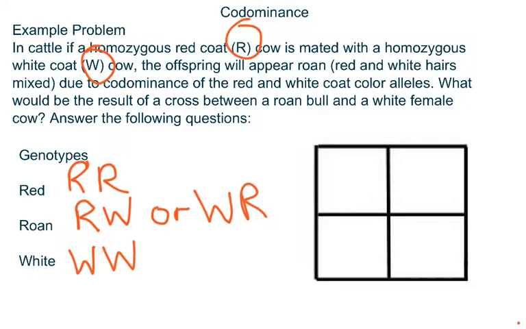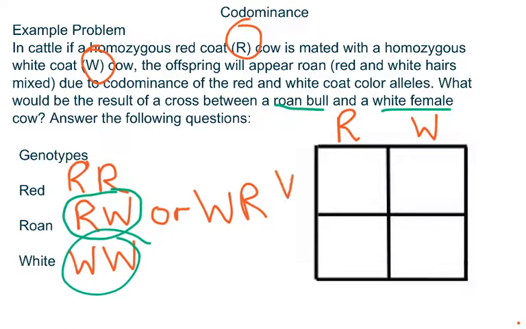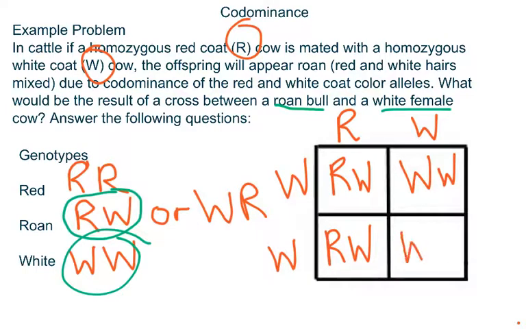So then you want to look at the information that they're asking. So they want you to cross a roan bull with a white female. Okay, so we already know roan genotype looks like that. So I'm just going to put that on. And then white is the WW. So I'm going to put that on the other side. And then you're going to put them together to show fertilization. So I'll just write the capital R first. Okay, and then you go on to answer the following questions.